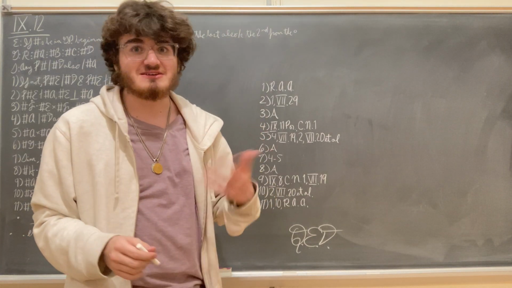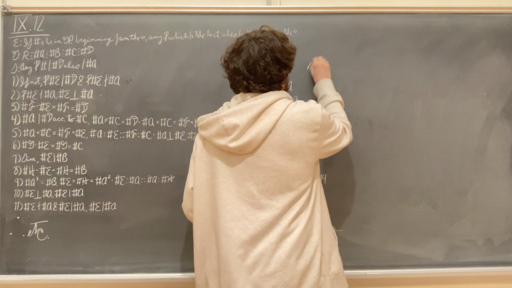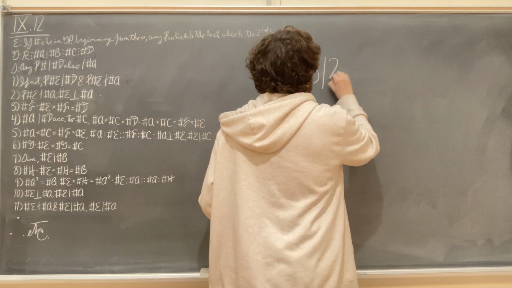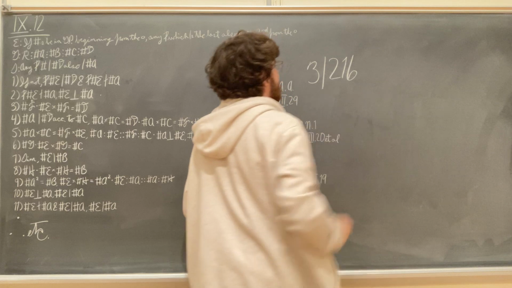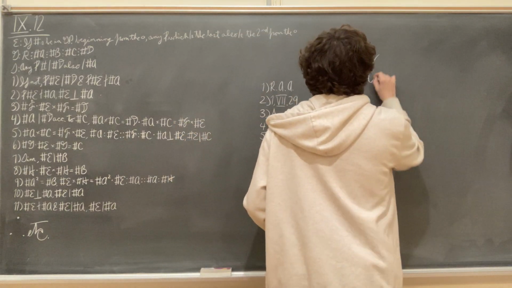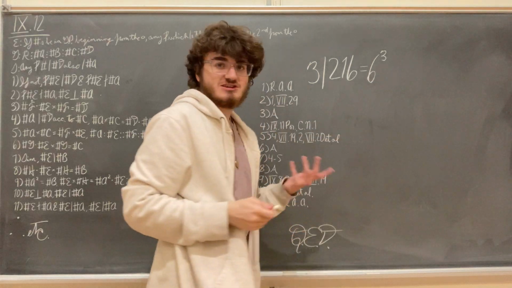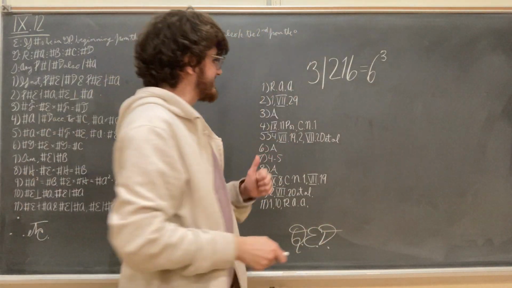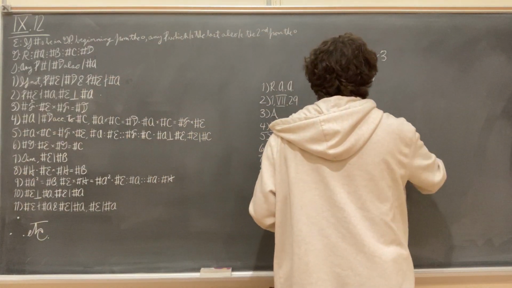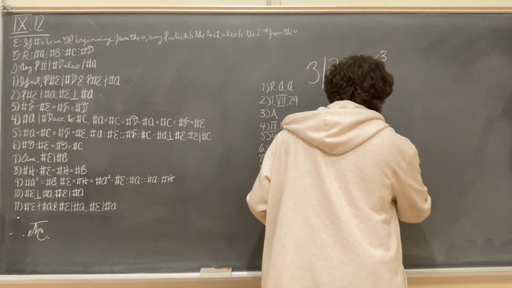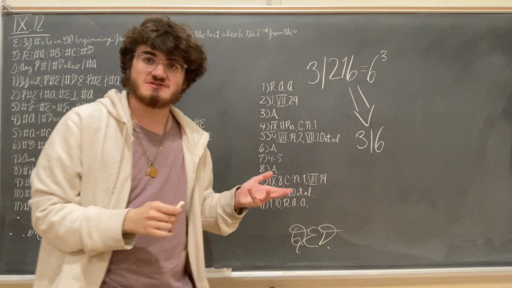So perhaps a particular example to elucidate this, we know that the number 3 measures the number 216. Now 216 is equal to 6 cubed. So we know that 3 measures 6 cubed. So what this proposition allows us to then say is that 3 measures 6 itself. That's easy enough to verify.